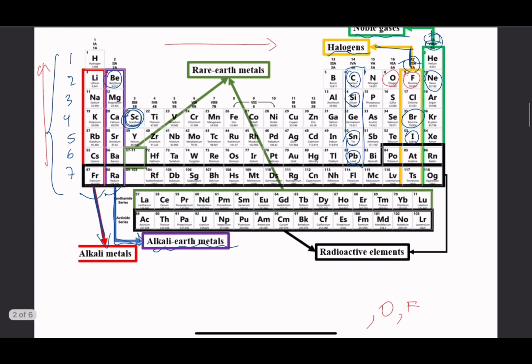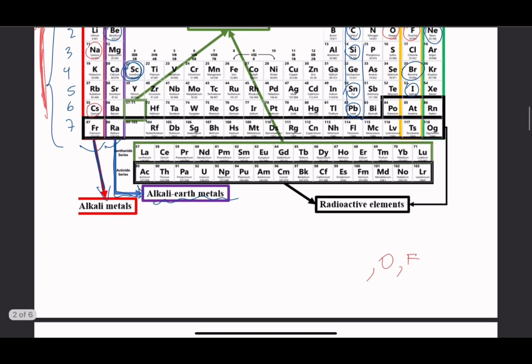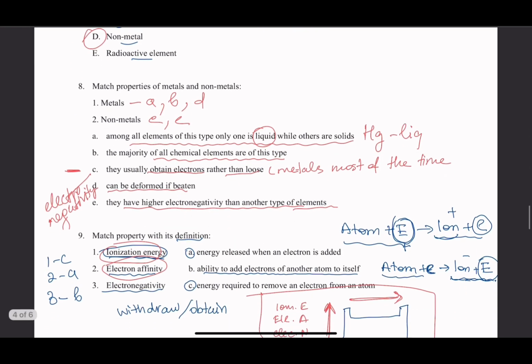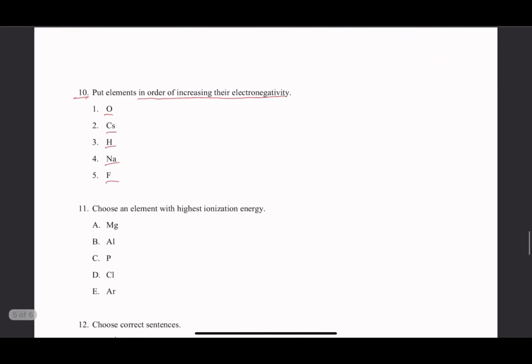And then we look at sodium, cesium, and hydrogen. As we go up, electronegativity increases. So hydrogen is here, and then we have sodium, and then we have cesium. This is the order we have. If we number them, cesium is first, second is sodium, then hydrogen, then oxygen, and then fluorine.